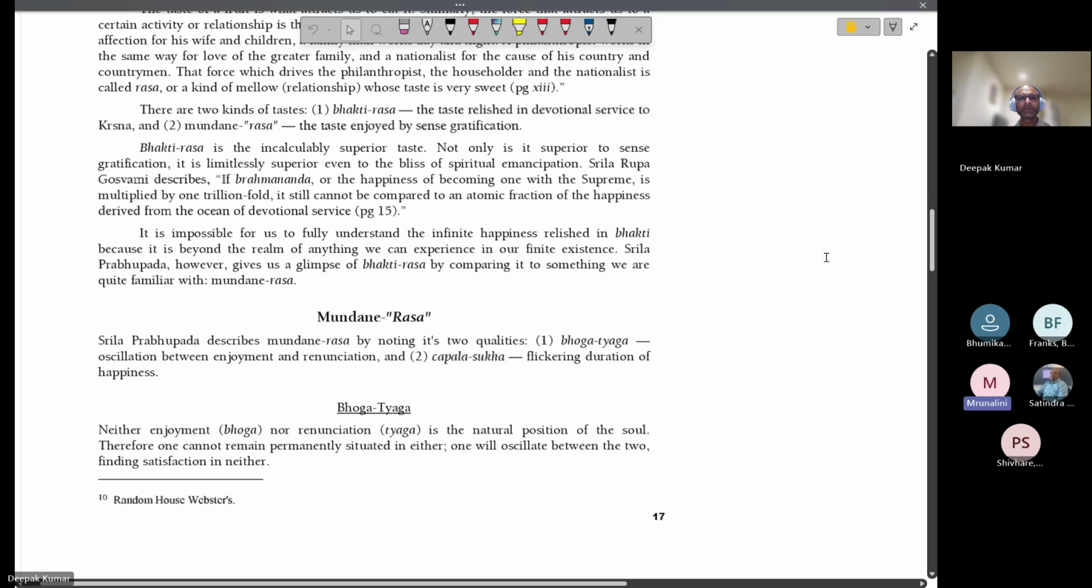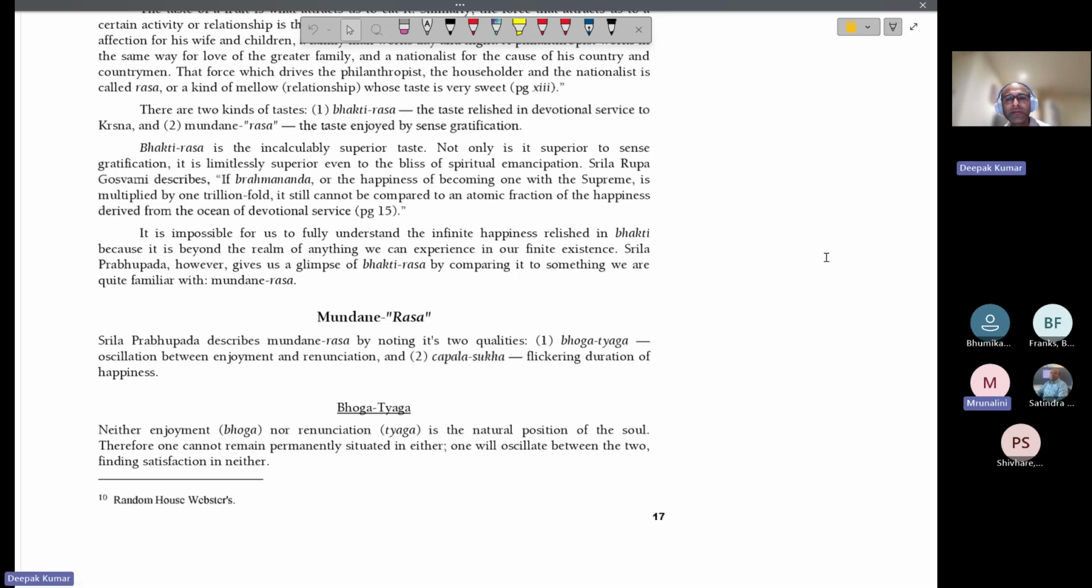There are two kinds of taste. Bhakti rasa, the taste relished in devotional service to Krishna, and mundane rasa, the taste enjoyed by sense gratification. Bhakti rasa is the incalculably superior taste. Not only is it superior to sense gratification, it is limitlessly superior even to the bliss of spiritual emancipation. Srila Rupa Goswami describes that Brahmananda, or the happiness of becoming one with the Supreme, multiplied by 1 trillion fold, still cannot be compared to an atomic fraction of the happiness derived from the ocean of devotional service.